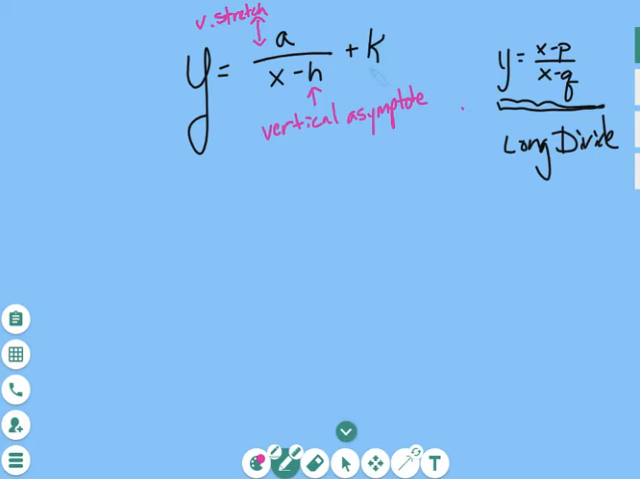Finally, k, as before, is our vertical translation, meaning moving the graph up and down. Different than a stretch and shrink, it doesn't make it taller, it just moves it. But it also is going to serve a secondary purpose of giving us where our horizontal asymptote will be.